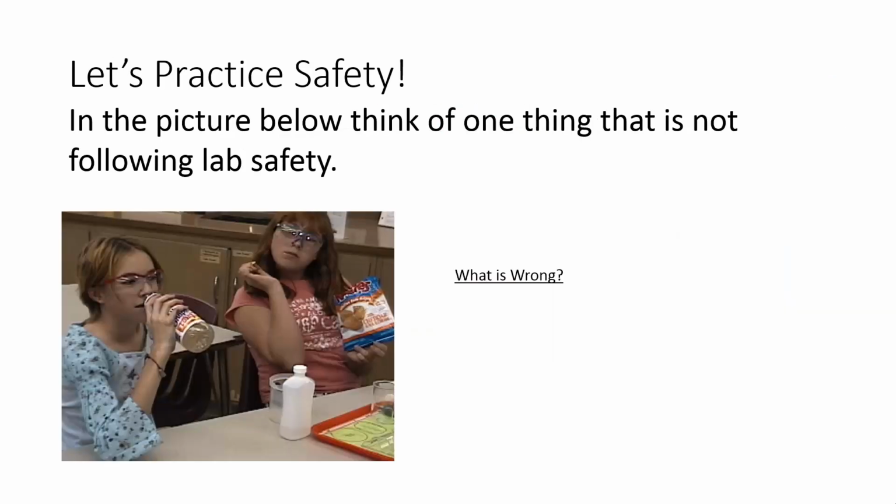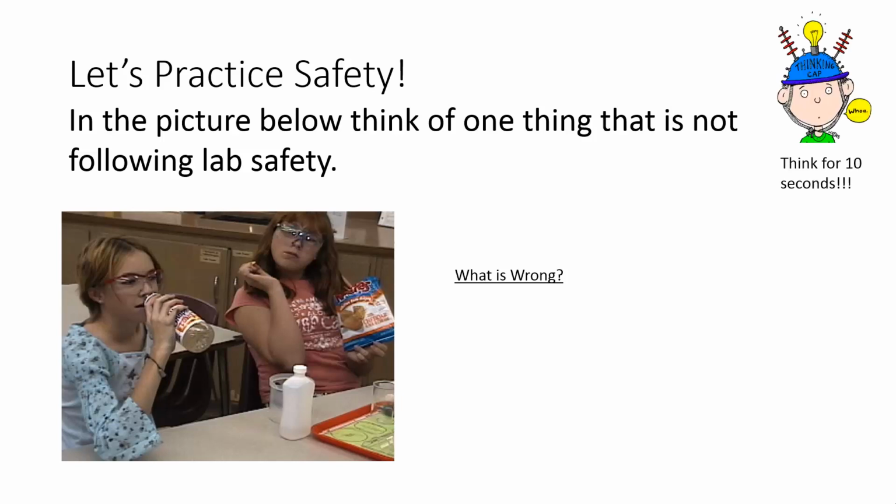Now we're going to practice. In the picture below, think of one thing that is not following lab safety. So what are we looking at? We're looking at this picture and we see girls. What are they doing incorrectly? Go ahead and take 10 seconds to think about it.